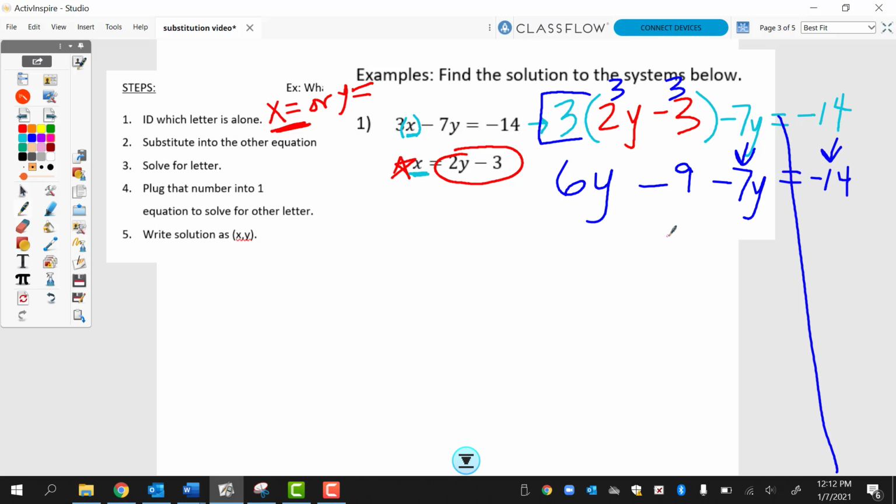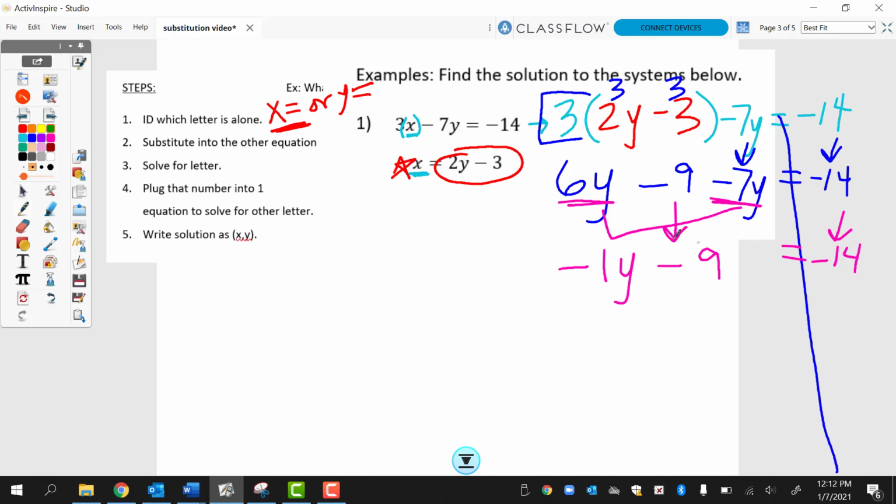Next step, I'm combining like terms, so what over here can I add together? Well, I got a y and a y. They combine together, so you're going to do 6 plus negative 7. We're going to type it in the calculator. It's going to give us negative 1y. This negative 9 is still there. Did not change. Negative 14 is still there. Did not change. All right, next step.